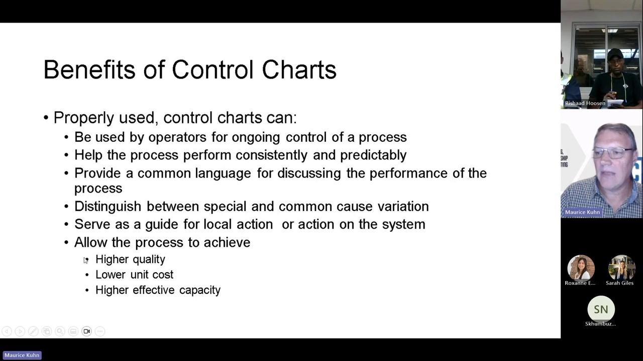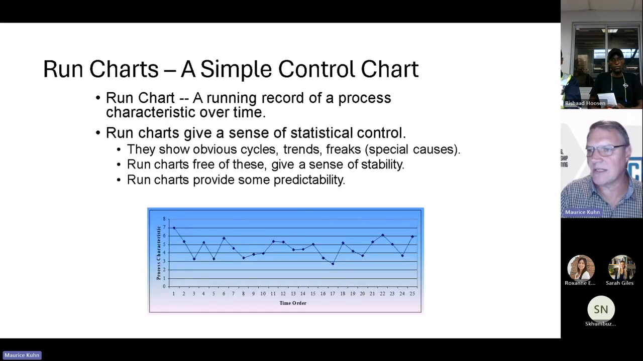Okay. And then it allows for the process to achieve higher quality, lower unit costs, higher effective capacity. But that's within a system where we're actually not just constructing it, but also actioning it on time and using it to monitor and control our X's better. So one of the ways we can do this is a run chart, and a run chart is a very simple kind of control chart. It's a running record of a process over time.